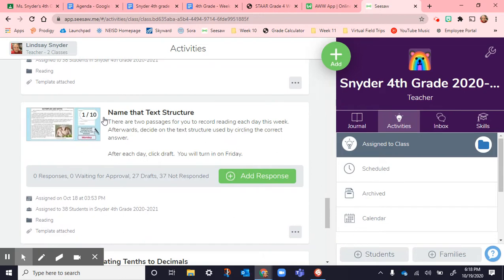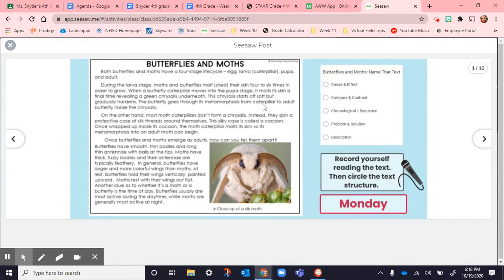All right, they did this assignment called Name That Structure. So the directions are that they're going to read a passage, and they need to record themselves reading the text. Then they're going to go through and circle which type it is. So they have to read and record. They're going to use the tools in Seesaw to record so I can hear them read. And then they're going to choose: is it cause and effect, compare and contrast, sequencing, problem and solution, or description? So they're going to look for those keywords and decide.